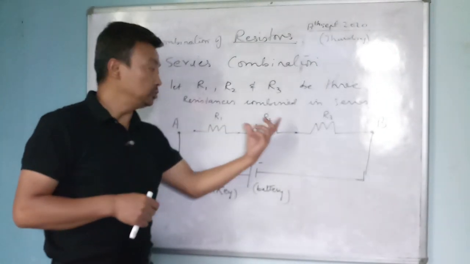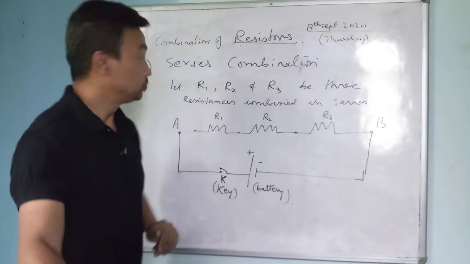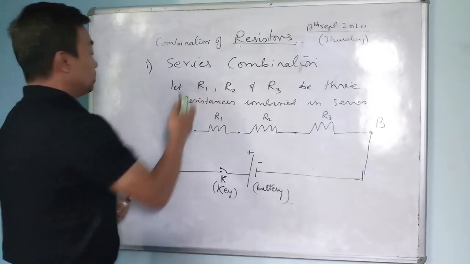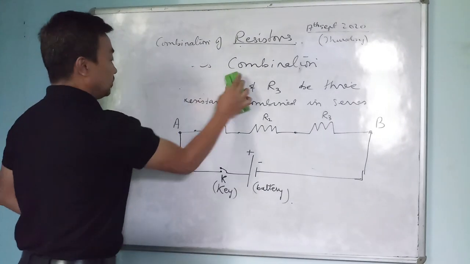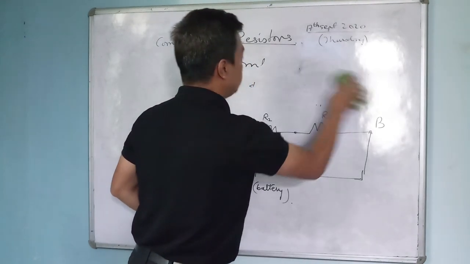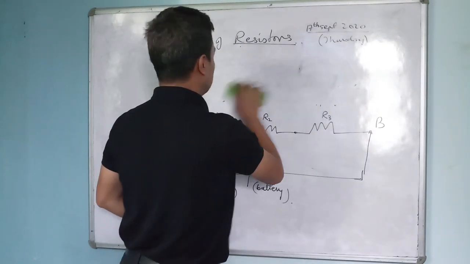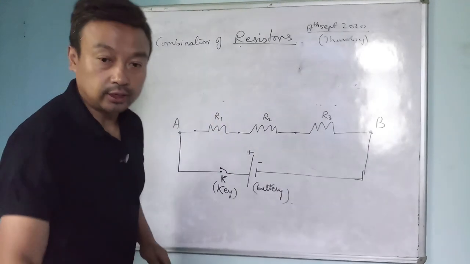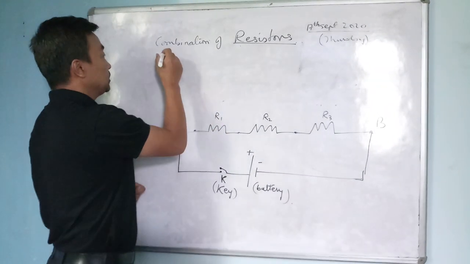We have taken 3 resistances. There can be more than 3, or you can have only 2 resistances here. So in the series combination, what are the key points that you have to keep in mind? See, there are 2 key points that you have to keep in mind in the series combination.